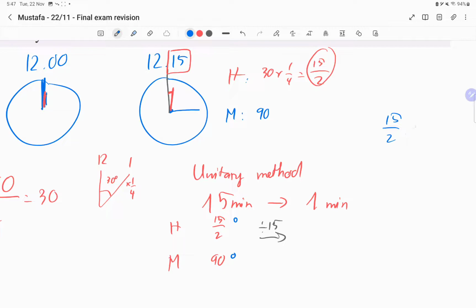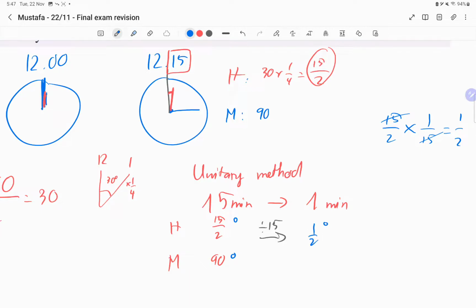How do you do 15 over 2 divided by 15? That's the same as times by 1 over 15. It's 1.5. Yes, it's a half. So that's 0.5 of a degree, or you use half of a degree per minute.